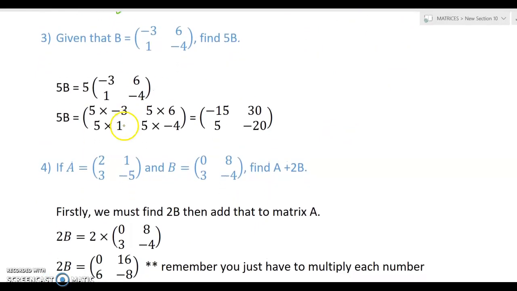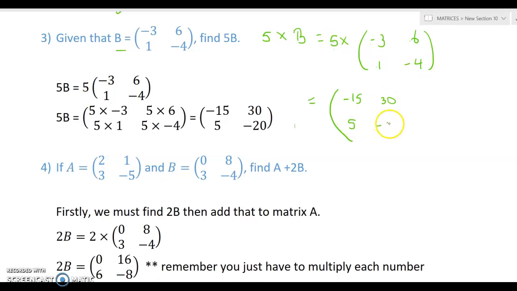So let's look at number 3. We have matrix B, and we want to find 5B. So 5 times B. Again, it's 5 by each number inside. So 5 times minus 3, 1, 6, minus 4. I'll do it one time here. 5 by minus 3 is minus 15. 5 by 6 is 30. 5 by 1 is 5. 5 by minus 4 is minus 20. And then you get your answer.